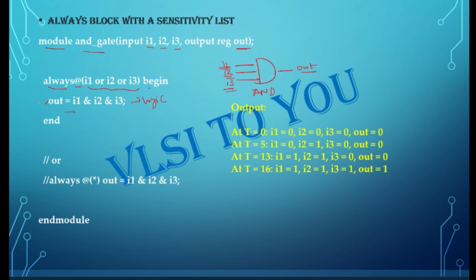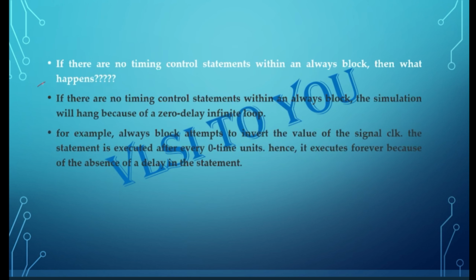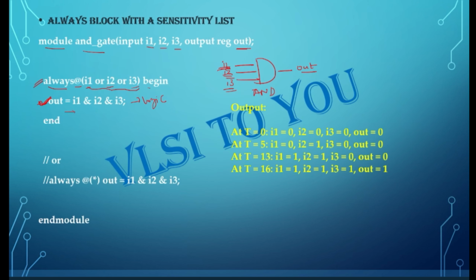Now if you see, when will this logic be executed? When the always block is triggered. And when will this always block be triggered? When there is any change in I1, I2, I3. So when there is any change in I1, I2, I3, this always block will be triggered, and then the statements within the always block will be executed, and then end. This is how you basically write it.